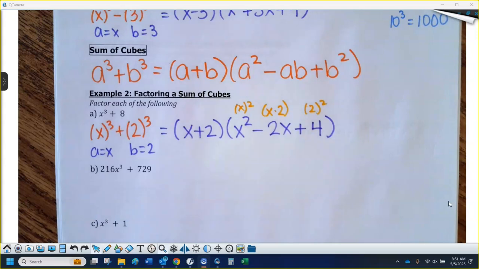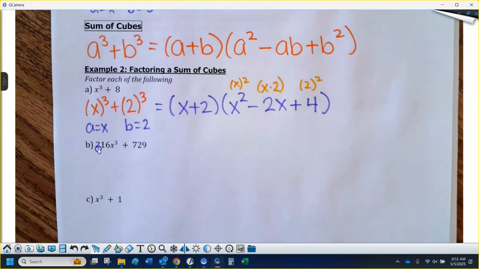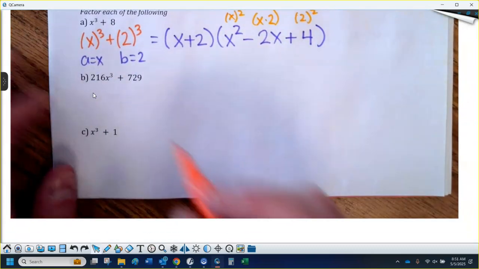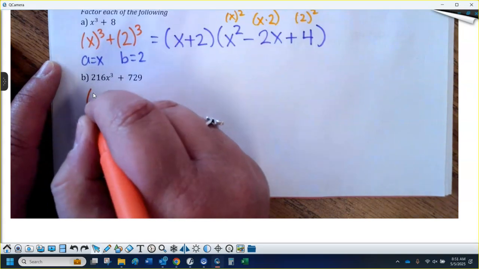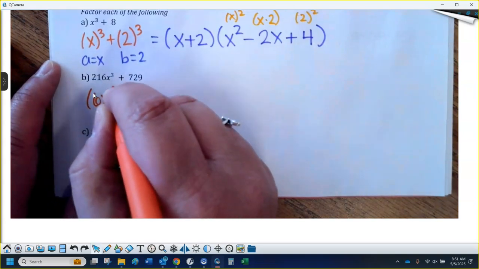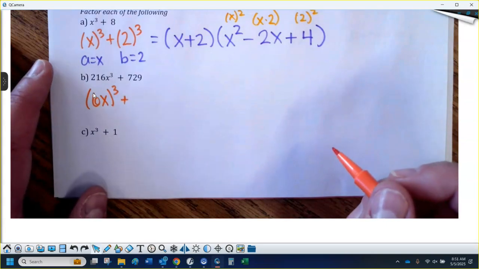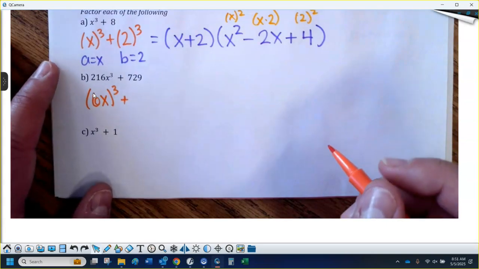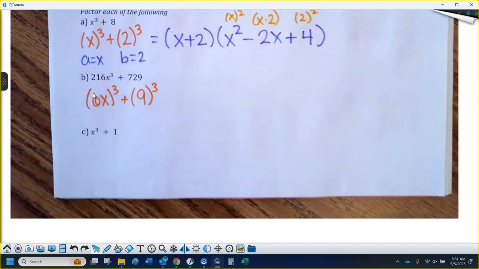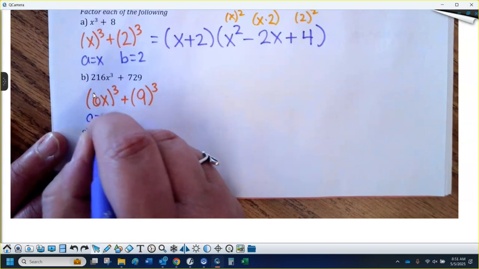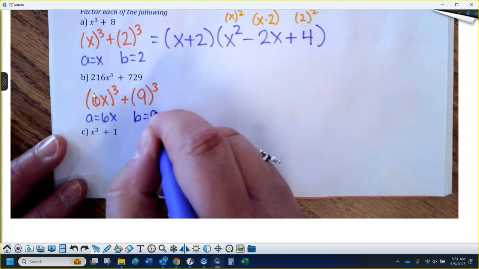All right. Now, can you guys see the list on the board? Can you tell me what number goes with 216? Or look on your paper. What number goes with 216? 6. So this guy is 6x to the third. What number goes with 729? 9. All right, so 729 is 9 to the third. So in this case, my a is going to be replaced with 6x. This one can be tricky, and my b is going to be replaced with 9.